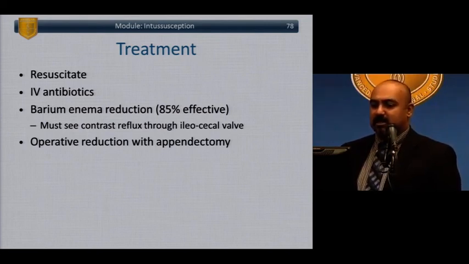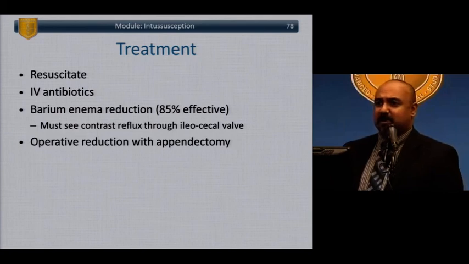and get it reduced. The enema reduction is only 85% effective, so we always tell families within that 24-hour period to look for recurrences. And then when we do the operation, you can do this laparoscopically or open.